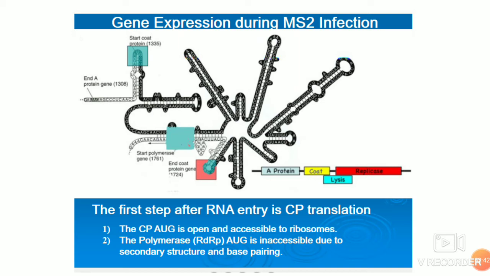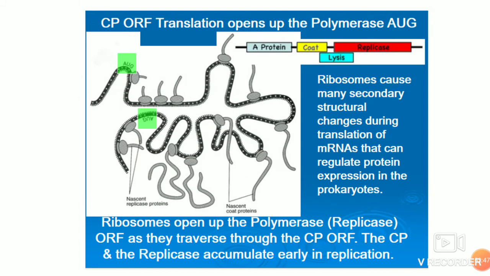coat protein, where the ribosomes assemble. Once ribosomes are assembled and start translation, they also cause structural changes during translation of mRNA that can regulate protein expression in prokaryotes. Similar to prokaryotes, ribosomes open up the polymerase region, that is, the synthesis of replicase starts.